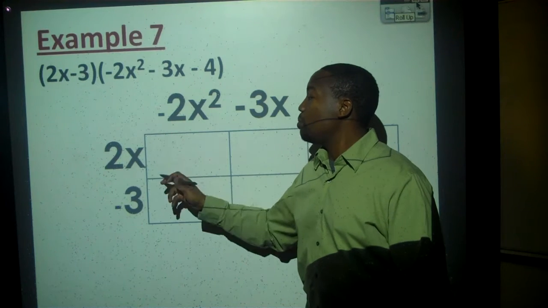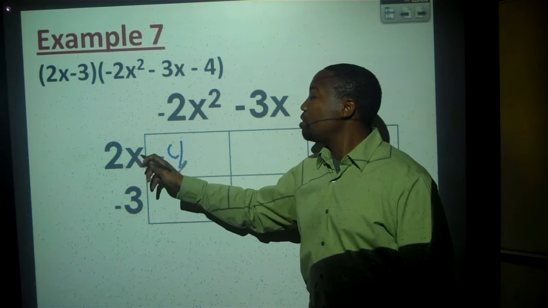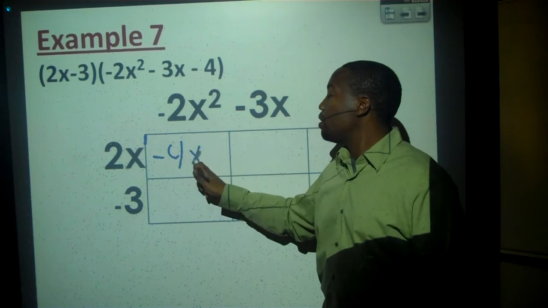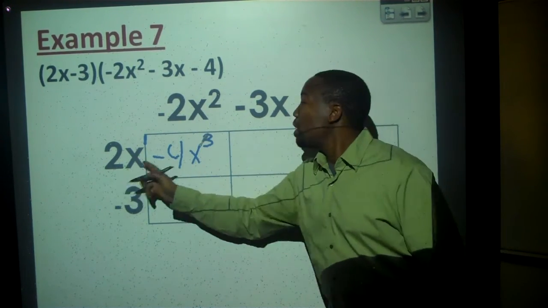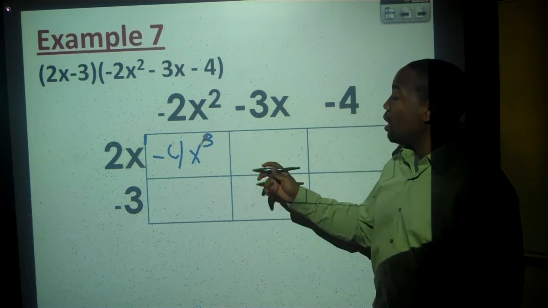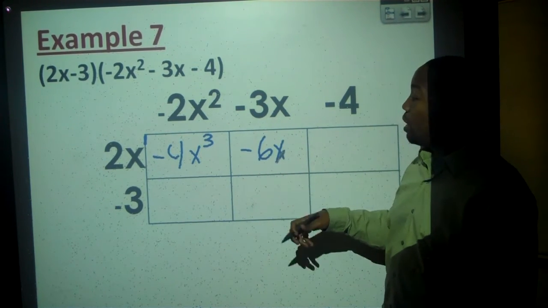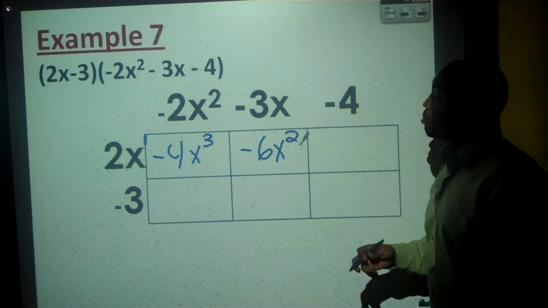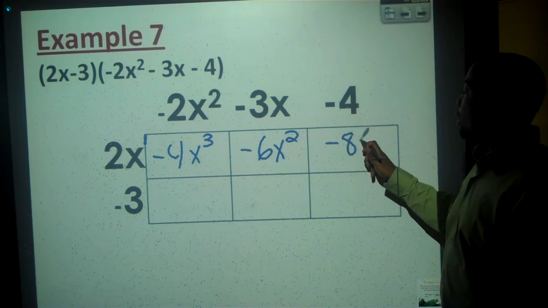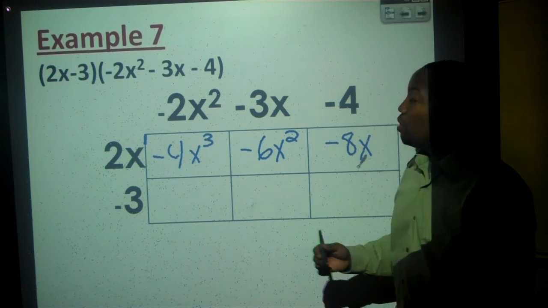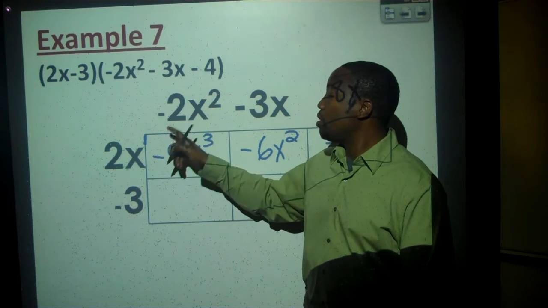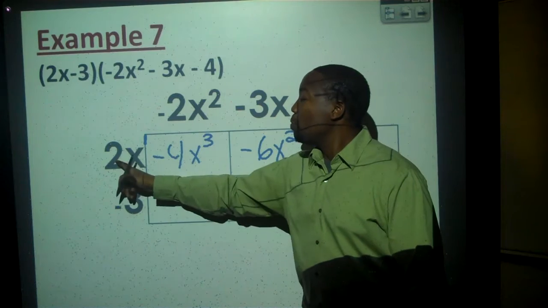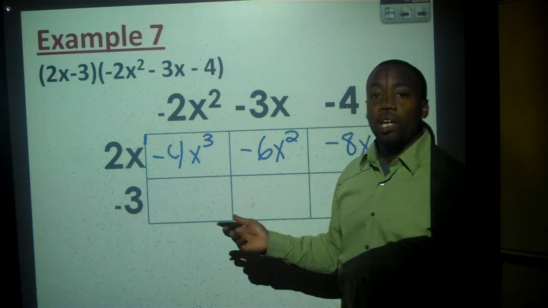Let's start with the numbers first. That will give me a -4. x really would be to the first power, so x to the first times x squared would be x cubed. Then the next one will give me a -6x squared, and then the next gives me -8x. One thing you want to pay attention to when you're multiplying your variables: you add the exponents, so it goes up by 1. When you multiply the numbers, of course, it's just normal multiplication.